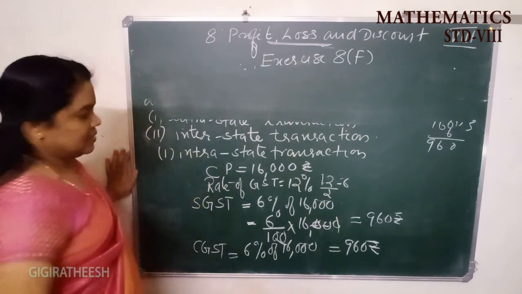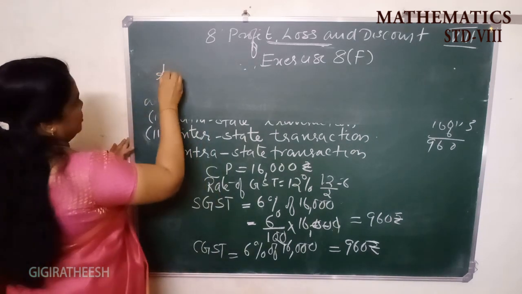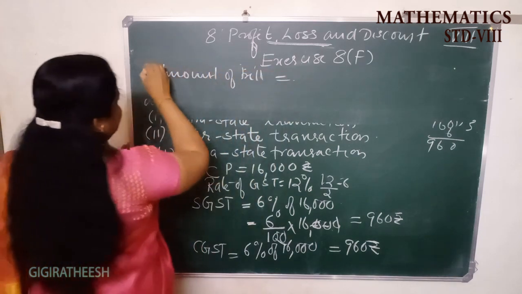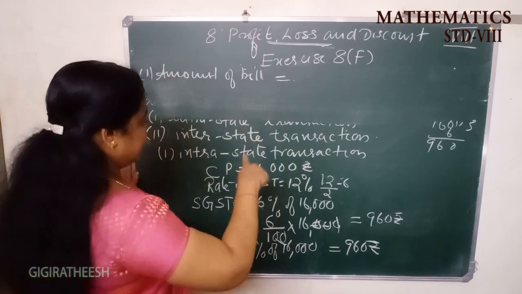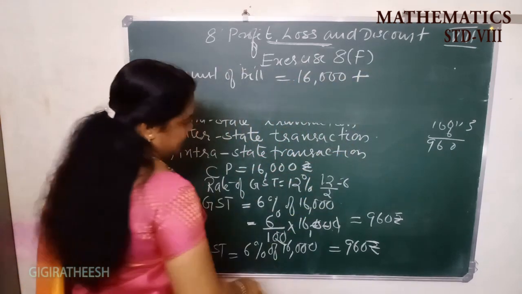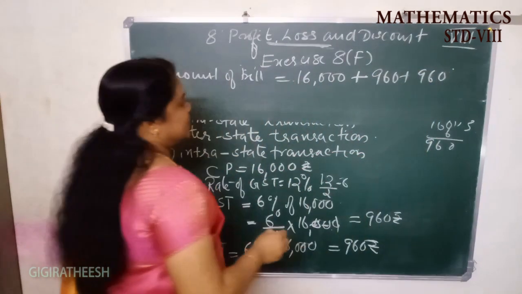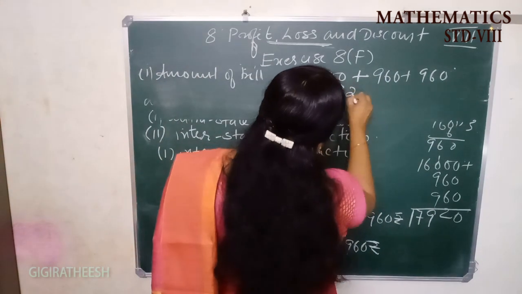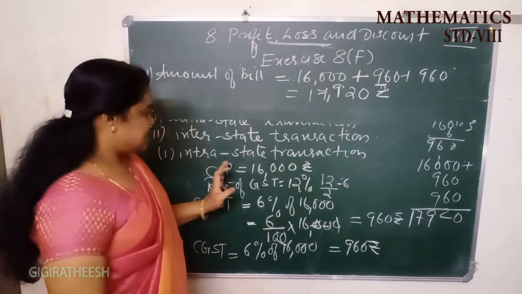What is the amount of bill? The amount of bill for the intrastate transaction is equal to SGST plus CGST plus the CP, that is 16,000 plus 960 plus 960, which is equal to 17,920. 17,920 is the amount of bill for the intrastate transaction.